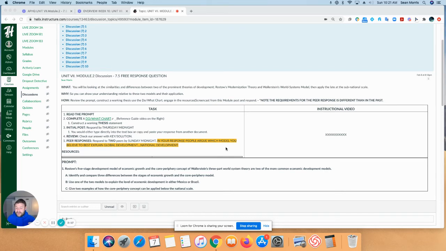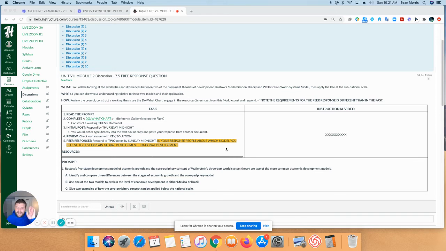Give 2 examples of how the core-periphery concept can be applied below the national scale, right? So we're looking at not globally, but taking that system of core, semi-periphery, periphery, and that interaction, and applying it to one nation. So again, think of the gravity model. Maybe you can really talk about the United States. Think about the primate city rule. Think about interregional migration. And I would use the United States. It'd probably be the easiest one.